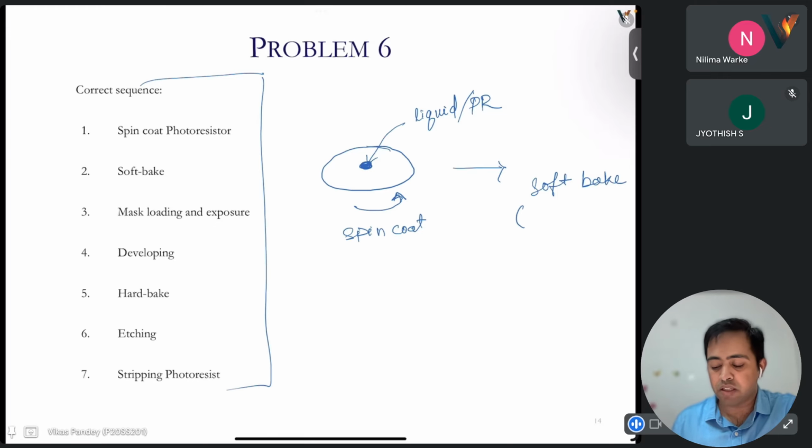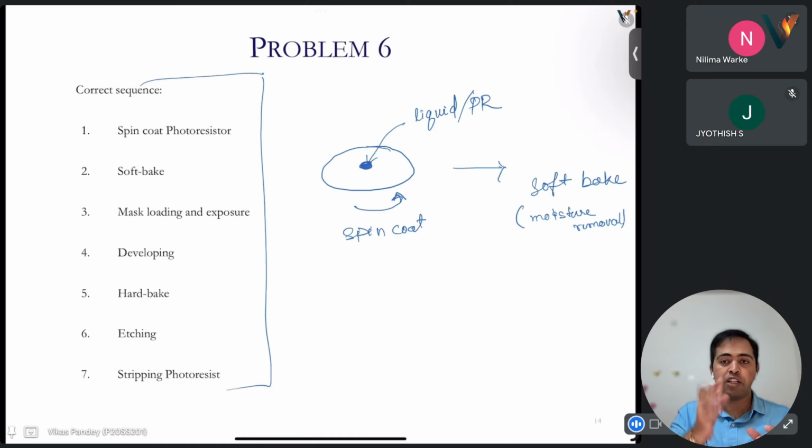And why soft baking is done, in the previous class also I think there was a question why it is done. It is done to remove the moisture. Still it will have some moisture, so moisture removal is done, so that it will not fall, or if you hold it with something, it will not stick to something else. So this is just that we are putting a resist. Then what we do is that we put it into the actual mask aligner.